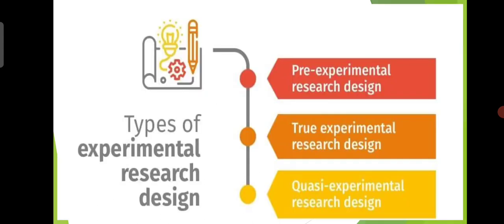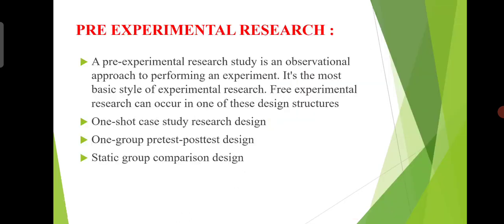Next, types of experimental research: pre-experimental research design, true experimental research design, quasi-experimental research design. These are the types of experimental research design. First, pre-experimental research. A pre-experimental research study is an observational approach to performing an experiment. It is the most basic style of experimental research. Pre-experimental research can occur in one of these design structures: one-shot case study research design, one-group pre-test post-test design, static group comparison design.